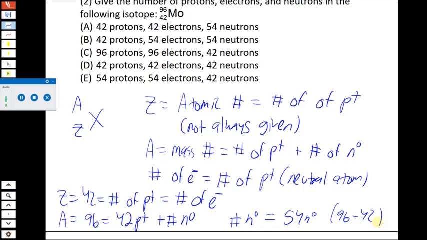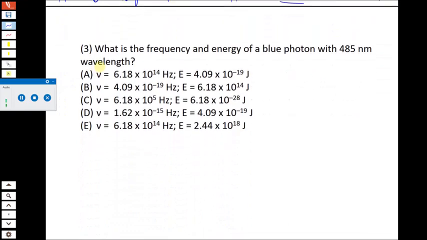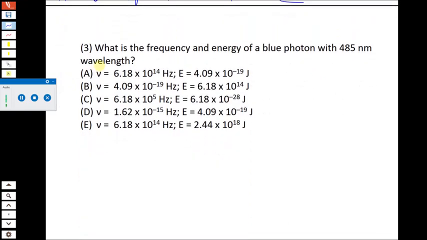All right, so typically the number of neutrons we get by subtracting the atomic number of protons from the mass number, which is the sum of those. So we have 54 neutrons, 42 protons and electrons. Correct answer is choice A for this one. All right, any questions on subatomic particles? All right, so hopefully this is all coming back. All right, the next question on this deals with properties of electromagnetic radiation.